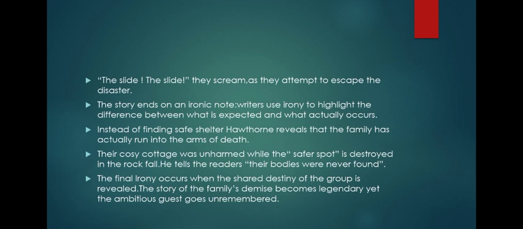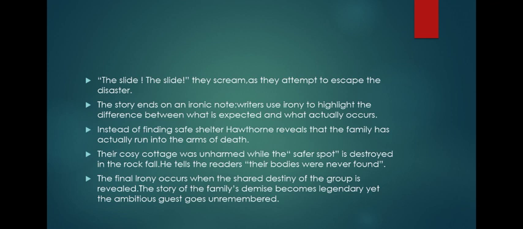The story ends on an ironic note, and writers use irony to highlight the difference between what is expected and what actually occurs. So, the writers mostly use this irony in order to show that what is expected as the story goes on, the expectation of the readers is different, but at the end, what actually occurs is completely opposite from what is expected. Instead of finding safe shelter, Hawthorne reveals that the family has actually run into the arms of death.